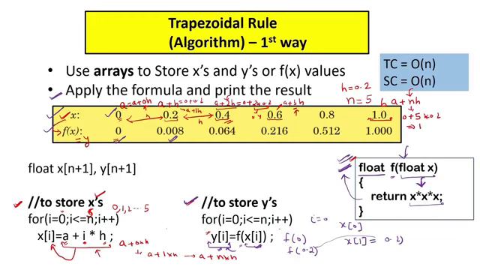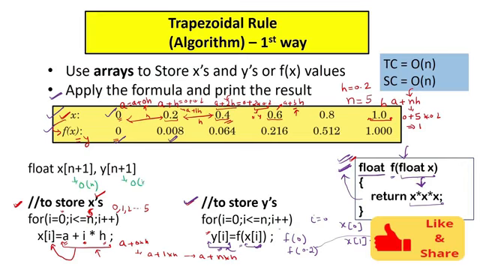Now if we talk about the space and time complexity of this code, then space complexity will be O of n. Why O of n? Because I am taking two extra arrays, x and y. So this is of order of n, this is of order of n. So two extra arrays I am using to store the values of x and y. So space complexity will be order of n. And the time complexity will be again order of n.